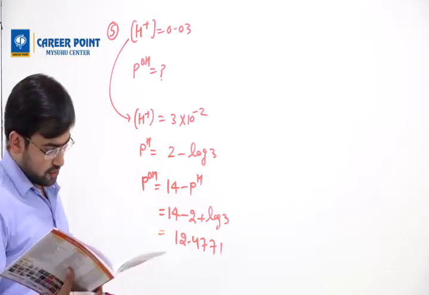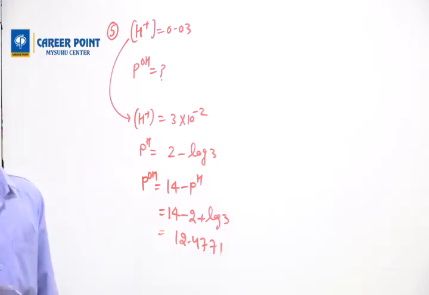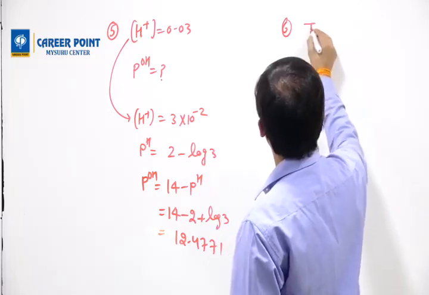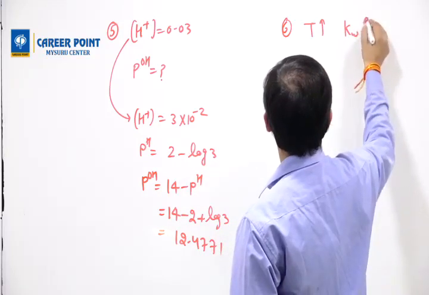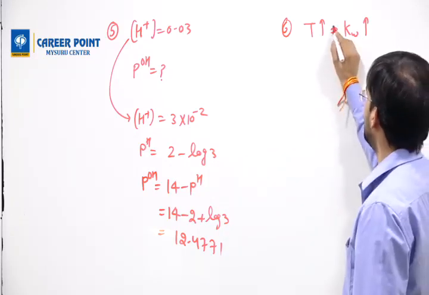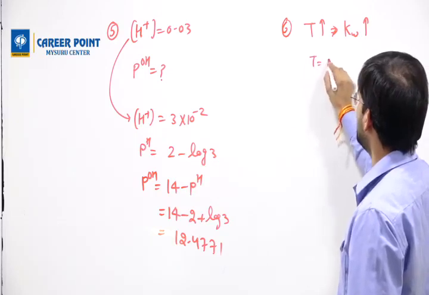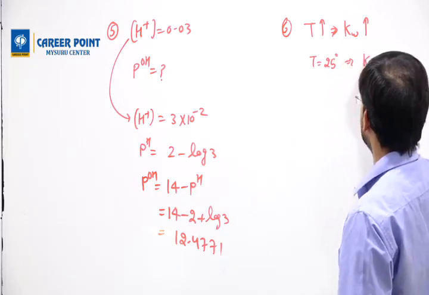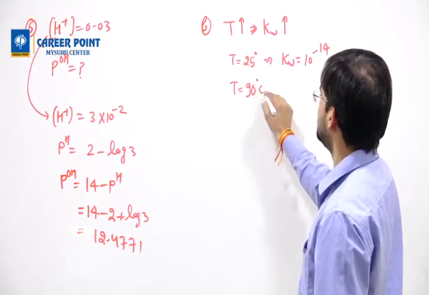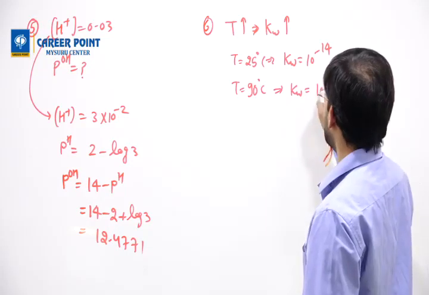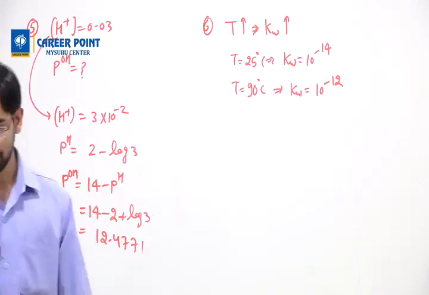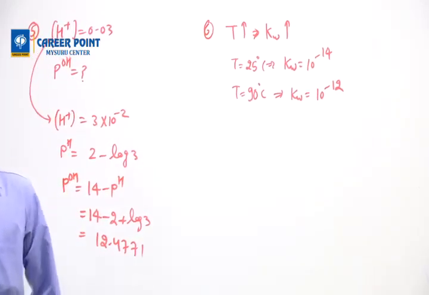Question number 6 is also your doubt. Kw of water at 25 degrees Celsius is equal to 10 power minus 14. Its value at 90 degrees Celsius? This is theory. On increasing temperature, Kw also increases. So when temperature is 25 degrees Celsius, Kw is 10 power minus 14. If temperature is 90 degrees Celsius, Kw becomes 10 power minus 12. Any other doubt?